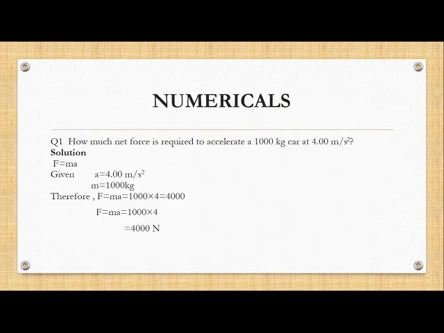First, children, how much net force is required? Here, what is being asked? Force. And what is given in the numerical? Acceleration is 4 meter per second square and the mass of the car is 1000. Now we know that F is equal to ma. What is the mass given and what is the acceleration? Our answer is 4000 Newton.